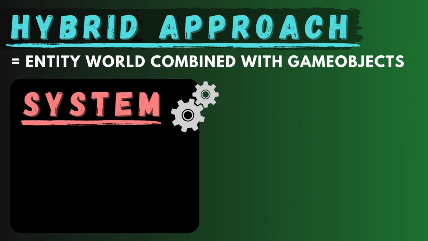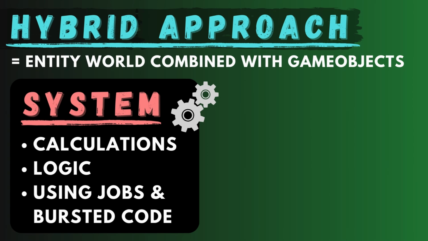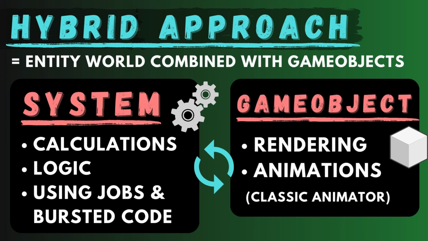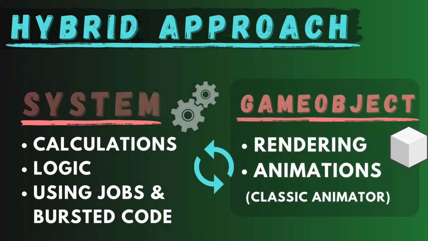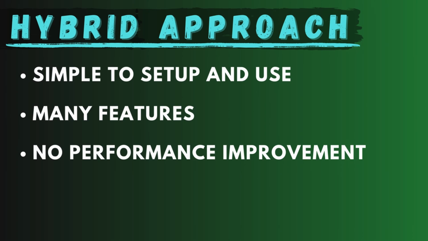This means that all of the calculations will happen on the ECS side in systems, and the rendering and animations will be running on classic game objects. This approach is the easiest, the most flexible, but the least performant.